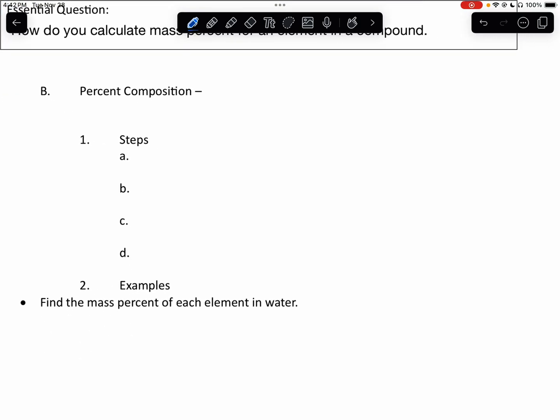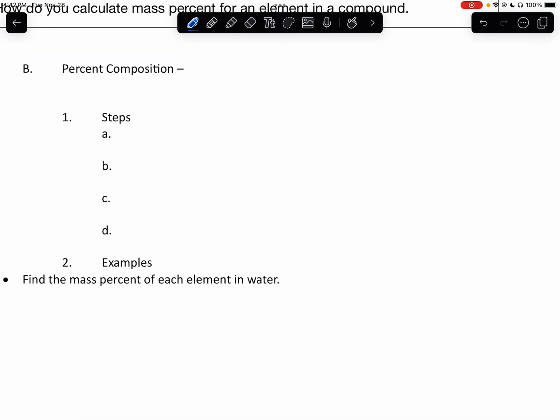We're going to jump right in with our definition of percent composition. Percent composition is the part an element makes up in a compound. It is very simple to calculate. It is just like calculating your percent on a homework assignment or on a problem, whatever you want to do. So our steps for doing that are very simple.